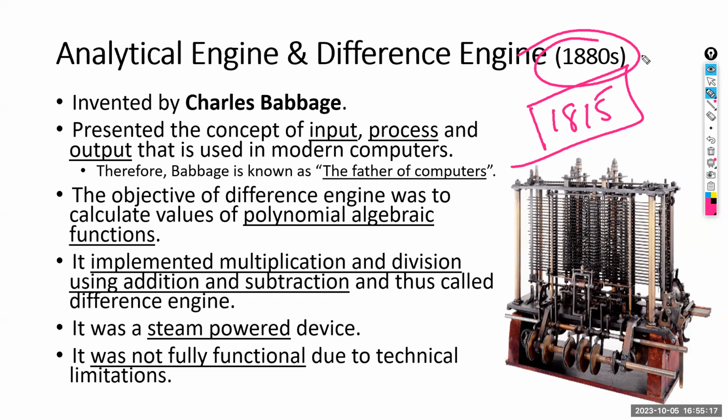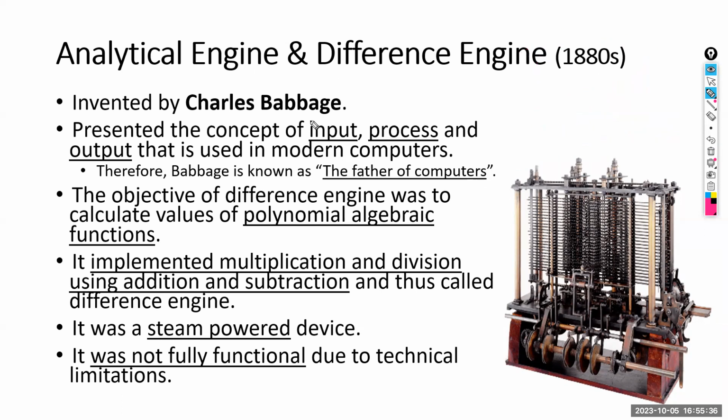While we were under the British rule, this is another British English mathematician and scientist. He developed what is known as the first computer. It's a mechanical computer. Charles Babbage came up with 2 devices. The first one is called analytical engine. The second one is called difference engine. Analytical engine and difference engine.